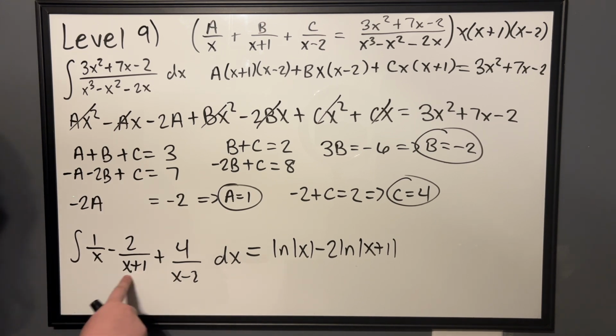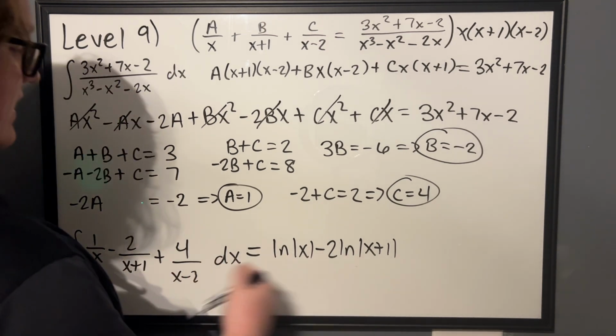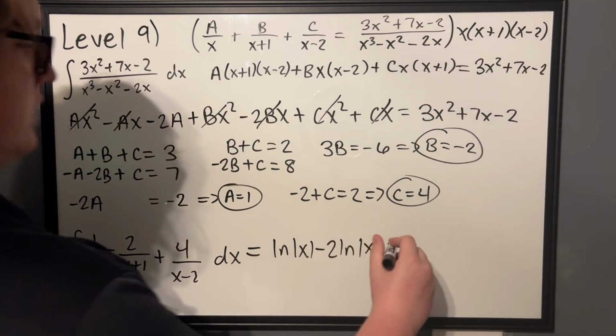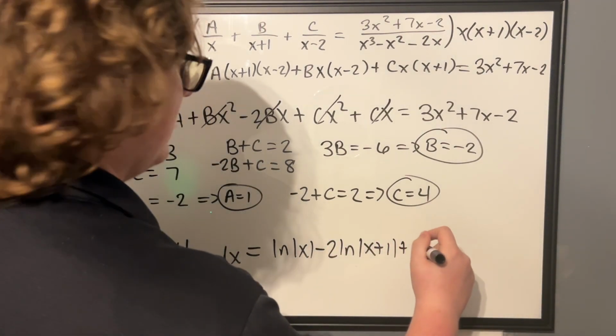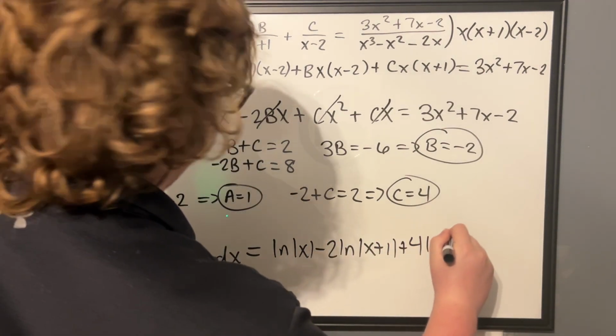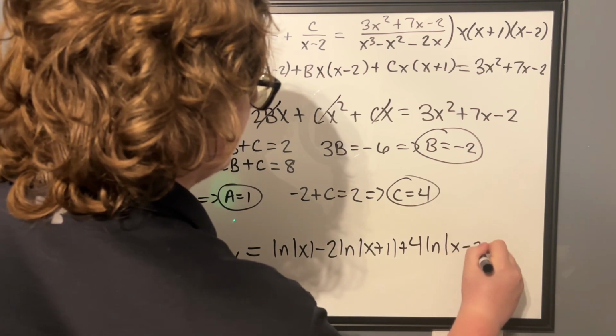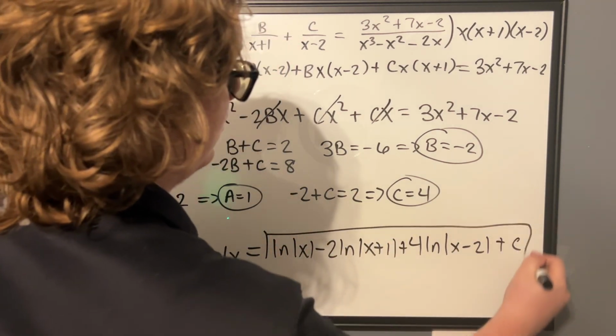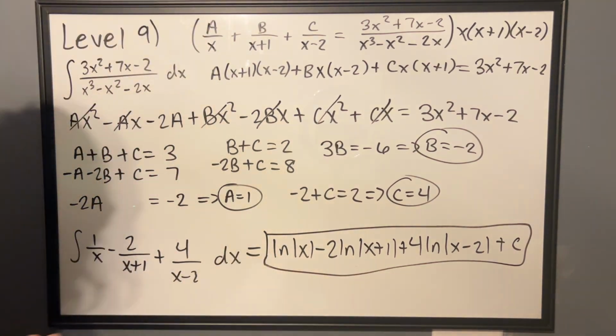That's how we would do this. We would do a u sub. We would set u equal to this, and then the du would just be 1, so it doesn't affect what we have. So that's why we're able to skip straight to this part. And the same thing for this one. Du would end up being 1, so we can just skip that step and put plus 4 times the natural log of x minus 2. And don't forget the plus c, and that right there will be our answer.